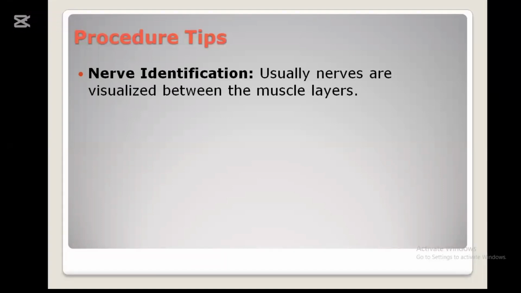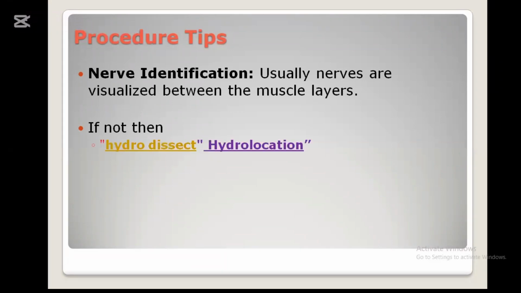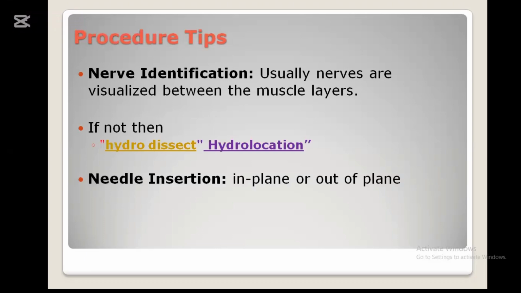Now, nerve identification: usually nerves are visualized between the muscle layers. If not, then what you can do is hydrodissection, and you can also go for hydrolocation. I will tell you later what is hydrodissection and what is hydrolocation. Needle insertion can be in plane or out of plane, depending upon your level of expertise as well as the physique of the patient. If the patient is obese, then you can also approach from out of plane.